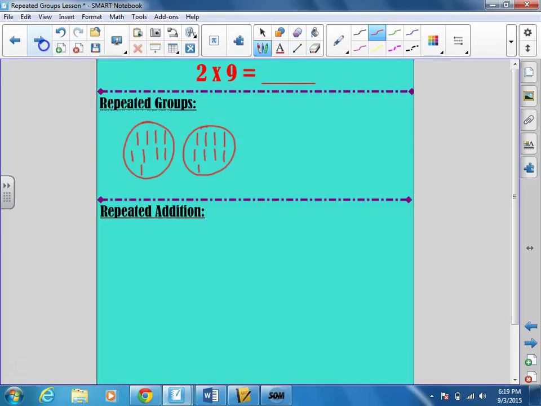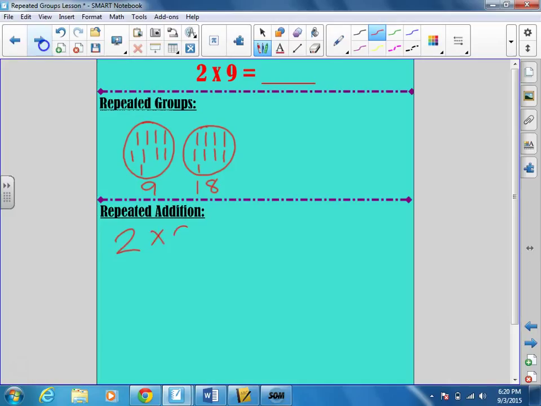Okay, now when we count 1, 2, 3, 4, 5, 6, 7, 8, 9, remember to write that number under your repeated group so you don't forget. 10, 11, 12, 13, 14, 15, 16, 17, 18. 18. Okay, now let's try repeated addition.